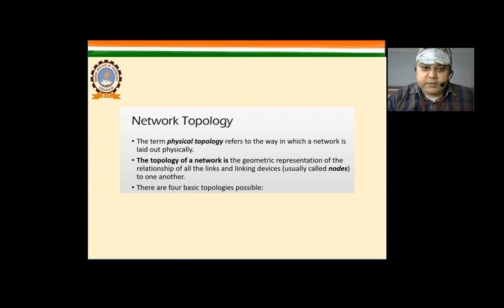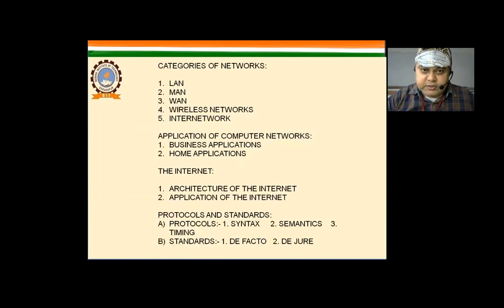Today we are having the topics networks, categories of the networks. Previously we have seen the network topology. We have seen the various five types of topology and arrangements of the geometric representation of the relationship of all the links and linking devices to each other. These categories of topology can be classified by the different applications. According to them, they have the names.